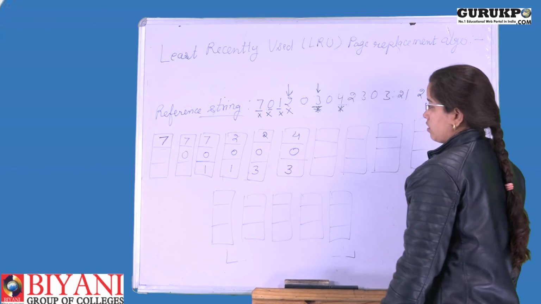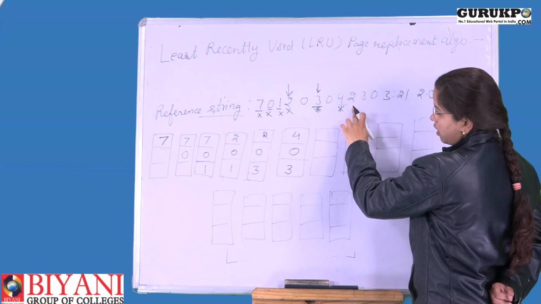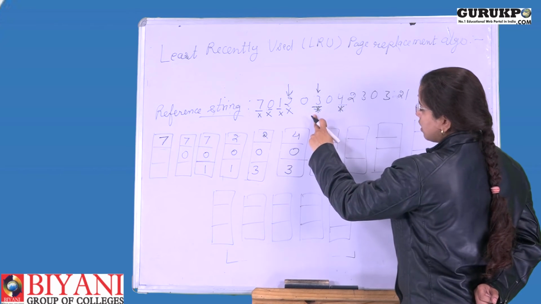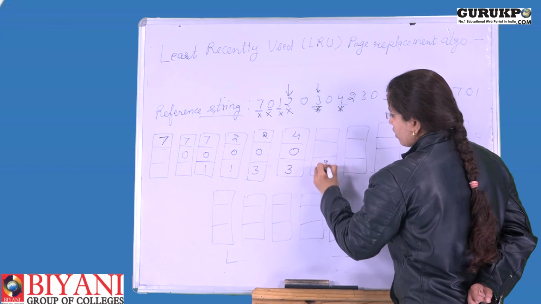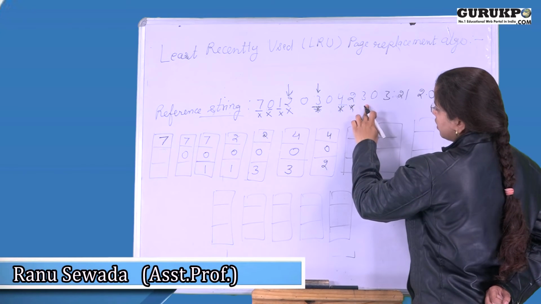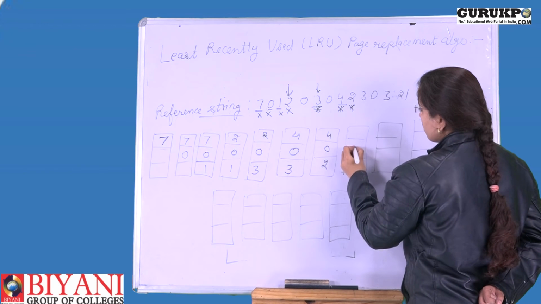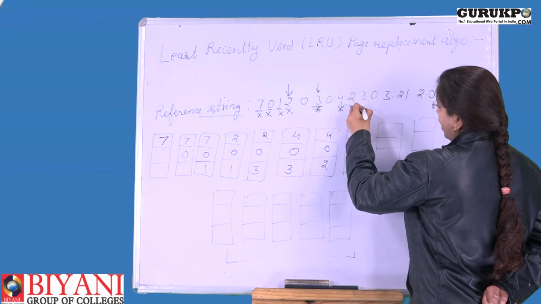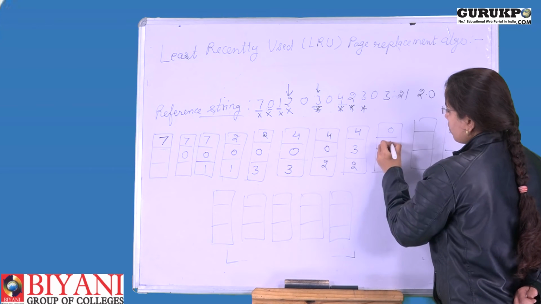This will be the process. Then we continue with 2. 2 is not available here. So 4, 0 and 3: 3 is least recently used. We replace the 3 with the 2. Now we check for 3. 3 is not available here. Then 4, 2 and 0: 0 is least recently used. Then replace the 0. Again 0 is used, need to replace 0, then 4 is replaced.